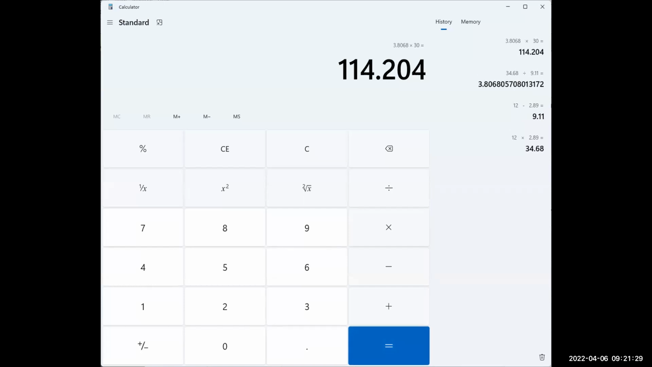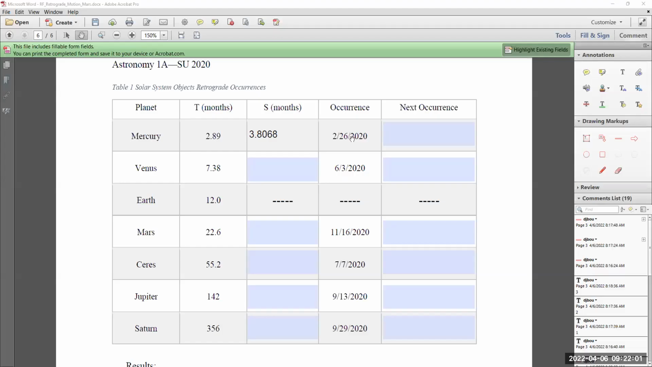So again, the answer is 114 days and 2/10 of a day. Who cares about 2/10 of a day? It's close enough to 114 days. Okay, so 114 days. So I'm going to stop sharing the screen, but I need to do some other calculation now. Okay, remember the last occurrence. Let me share with you the screen again. Last occurrence is February 26, 2020. So I need to add 114 days to that, okay?